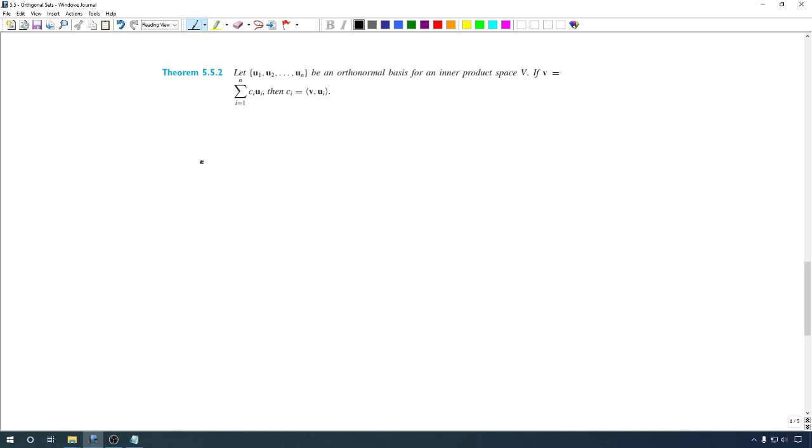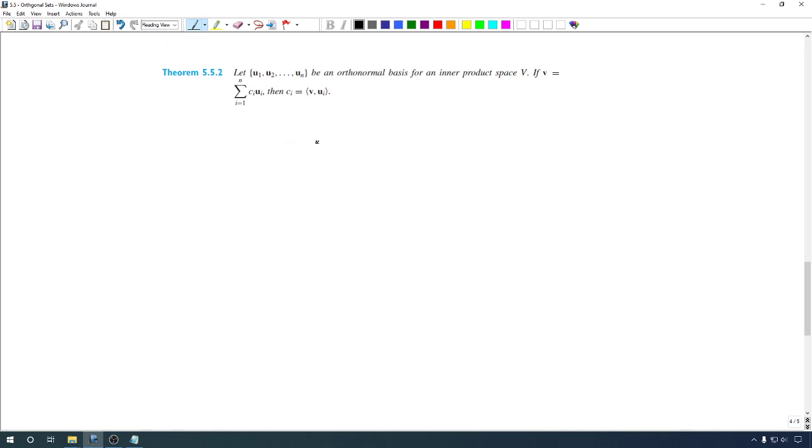And once we start looking at orthonormal bases, we actually get some results pretty quickly. So our first result is, if we have an orthonormal basis u1 through un for our vector space V, and a vector v is written in terms of those vectors, so what we're saying here is that the coordinates of v are c1 through cn, then all these c's can be found by just taking the inner product of v with each of the ui's.